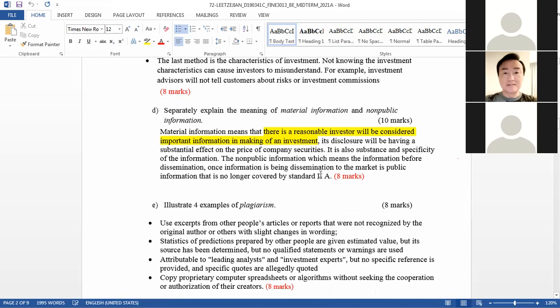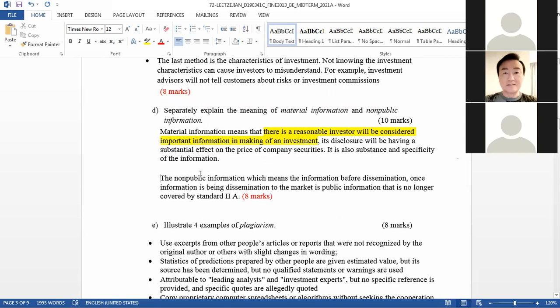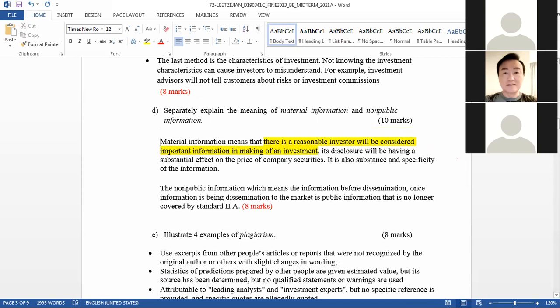Right. Part D. Now, if I ask you to explain separately, by right, I should put it in another paragraph. Like that, it's easier for me to give you marks. Right. Just look at the words that I highlight.